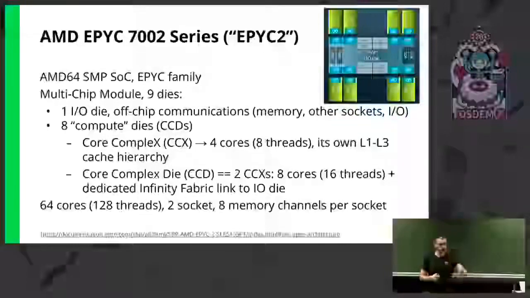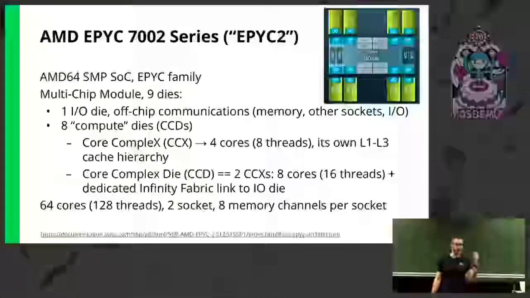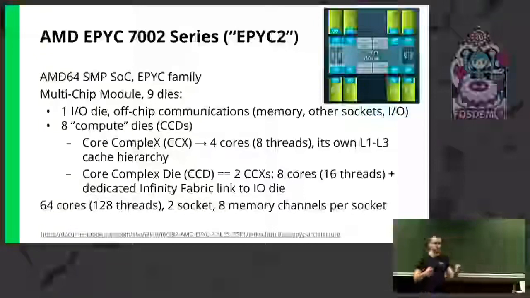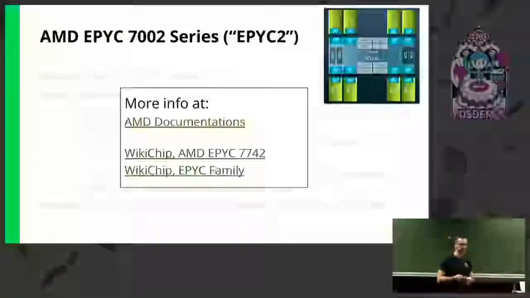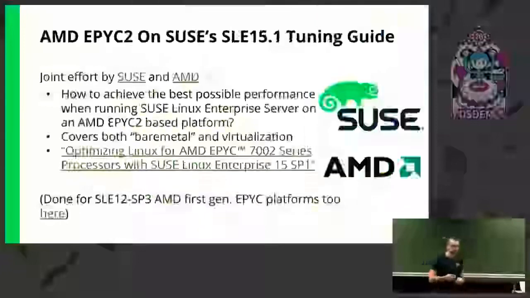This is the important thing about CCDs: each CCD has a dedicated Infinity Fabric, which is the name of the technology, link to the I/O die. These are processors that can have up to 64 cores, which means 128 threads, and you can have them in a 2-socket arrangement. Each socket has 8 memory channels toward the memory. These are links if you download the slides and navigate them to fetch more information, but you can easily find a lot more information on Google.